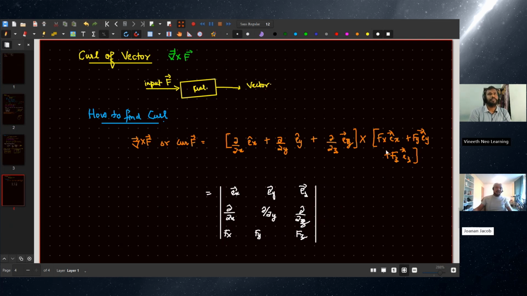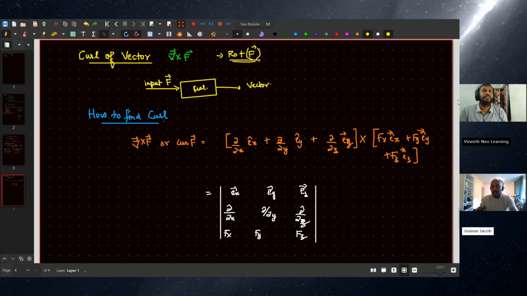Okay. Now, curl is known by another word also, rotation or rot. Have you heard about the rot of a vector, the rotation of a vector? No. Okay. So what is the connection between the curl of a vector field and this rotor thing that we are talking about? Okay, so let's talk about it.